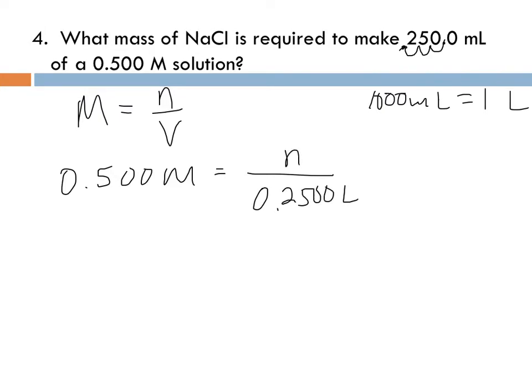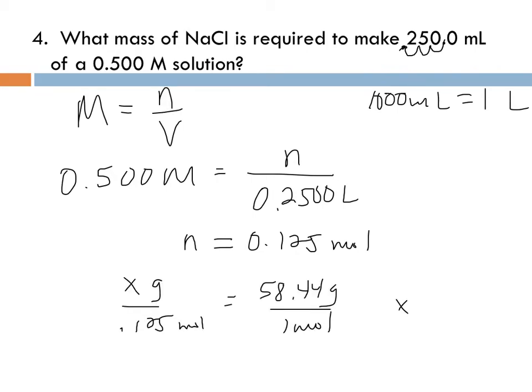And we don't know our moles of solute. We get 0.125 moles of sodium chloride. But again, that is not the question. The question is for the mass. So X grams is to 0.125 moles, as 58.44 grams is to 1 mole.